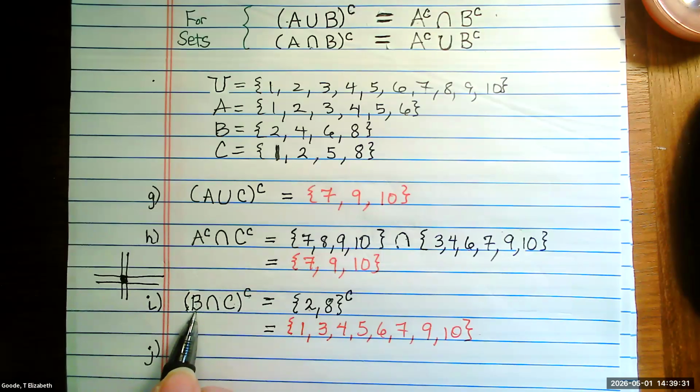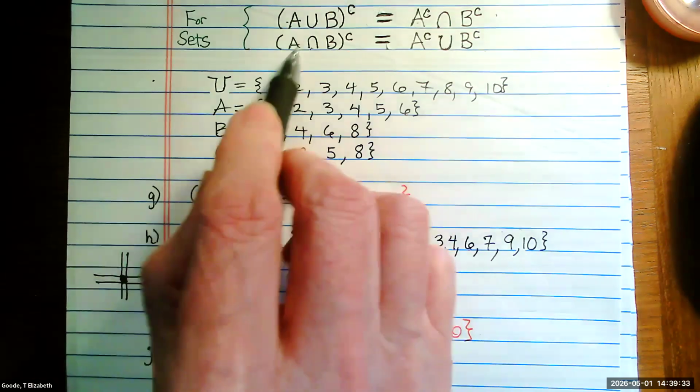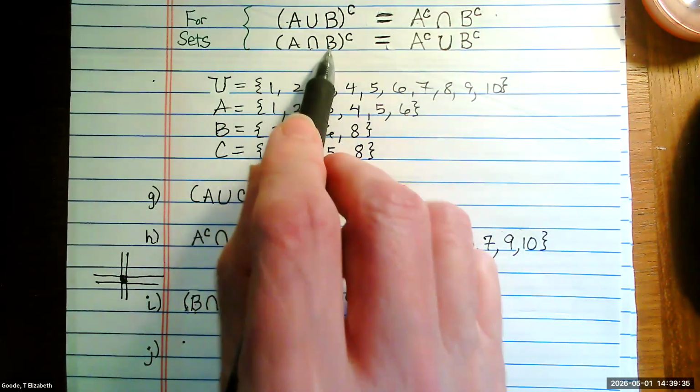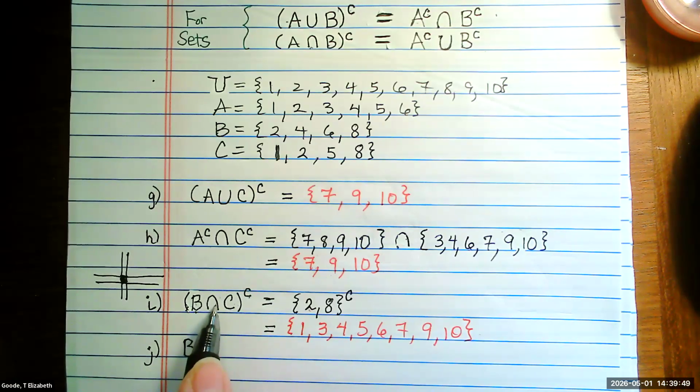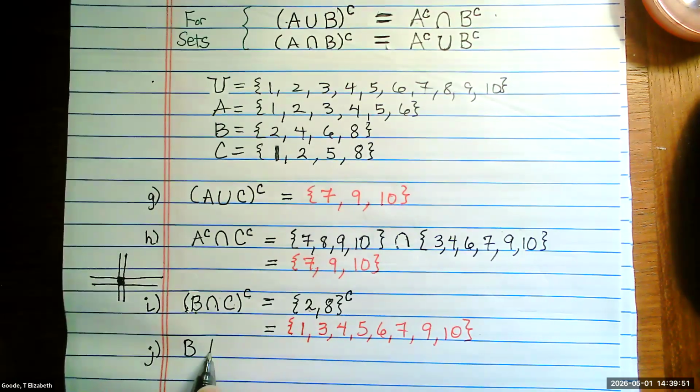That set should be the same as, well, we're using B instead of A, and we're using C instead of B. So it should be B intersect C. Because if we distribute the complement across the intersection, it will flip the intersection to a union. And so B union C.